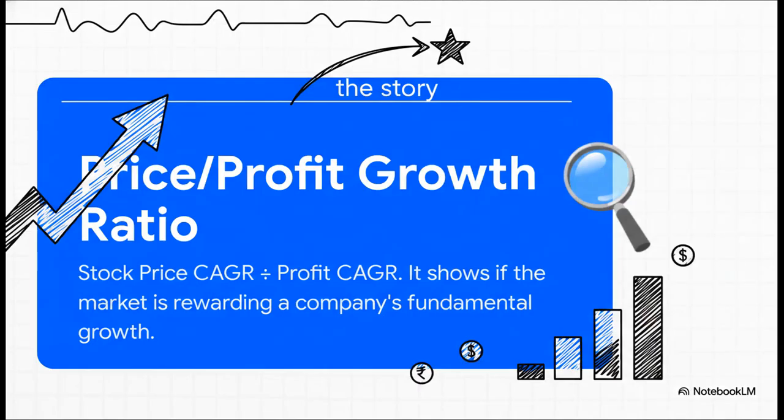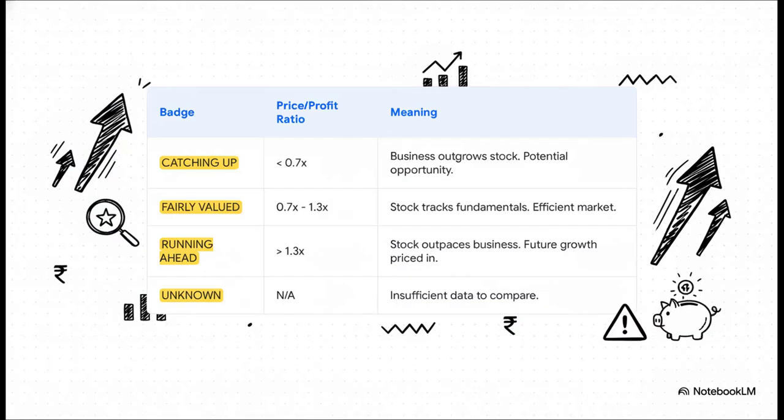So how does the tool figure this out? It all comes down to a super simple ratio. You just take the stock's growth rate and divide it by the company's profit growth rate. That's it. This one little number tells you the whole story of whether the market is paying attention to the company's performance. And this is where the extension just makes your life so much easier.